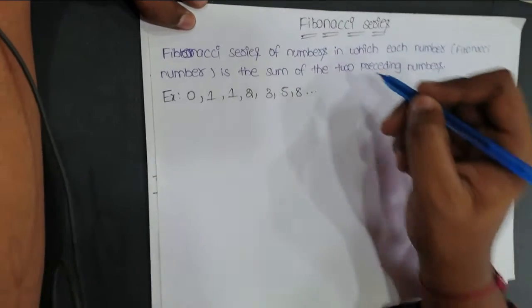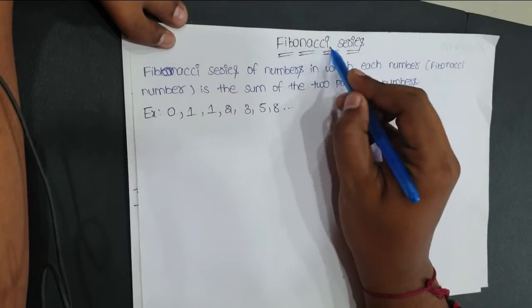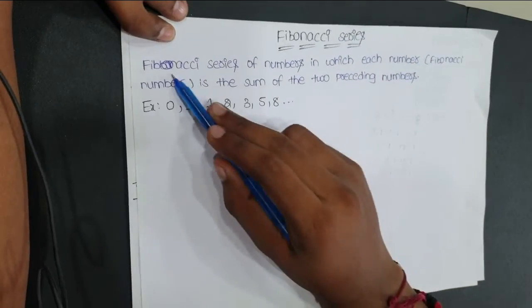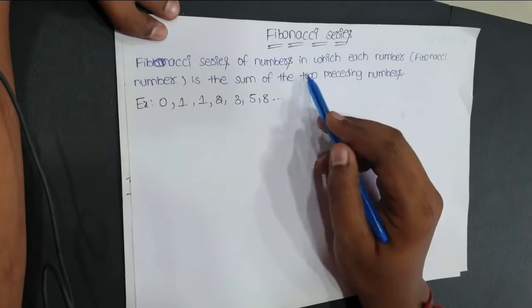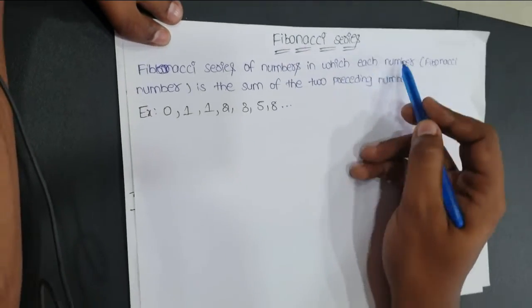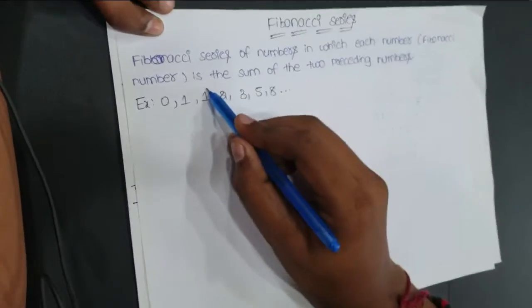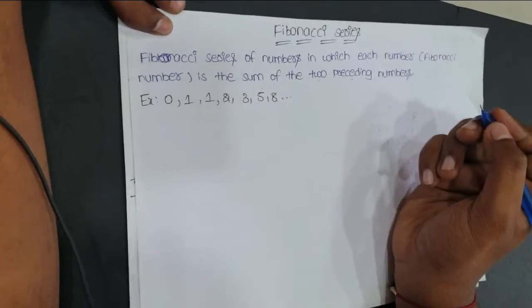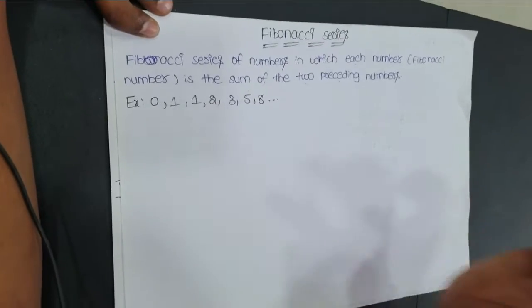We will see how to write the code for Fibonacci series. Before going to that, we need to know what is meant by Fibonacci series. A Fibonacci series is a series of numbers in which each number, that is a Fibonacci number, is the sum of two preceding numbers. For writing a new number, we need the two preceding numbers.